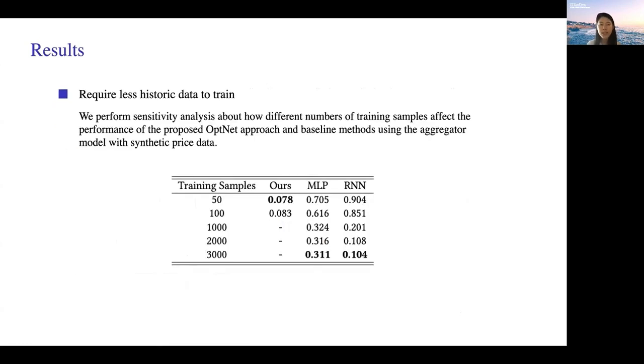We also perform sensitivity analysis about how different numbers of training samples can affect our performance. We can see with limited training samples, our method achieves better performance than both MLP and RNN. And when the training samples get larger, the data-driven methods such as MLP and RNN can increase their performance.